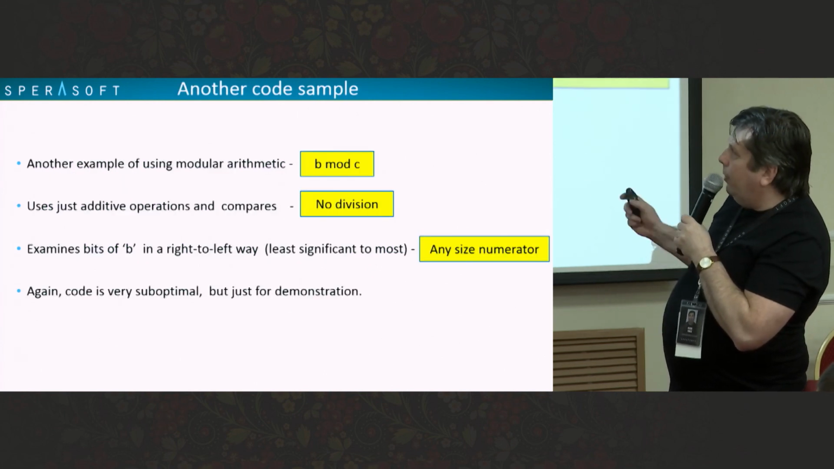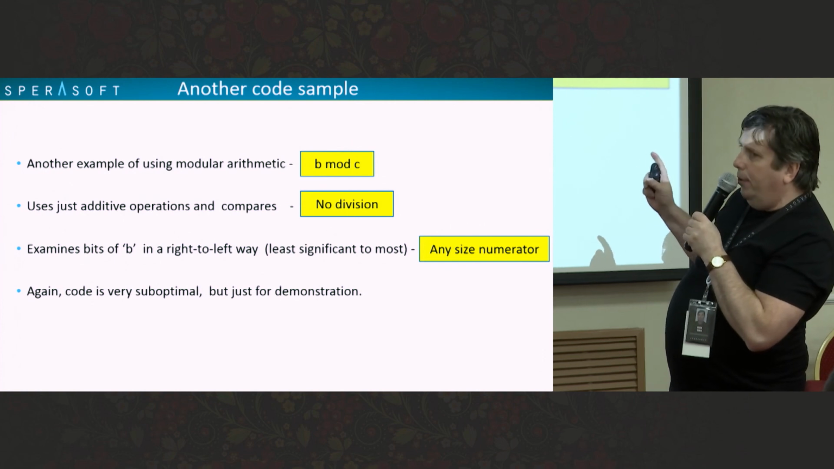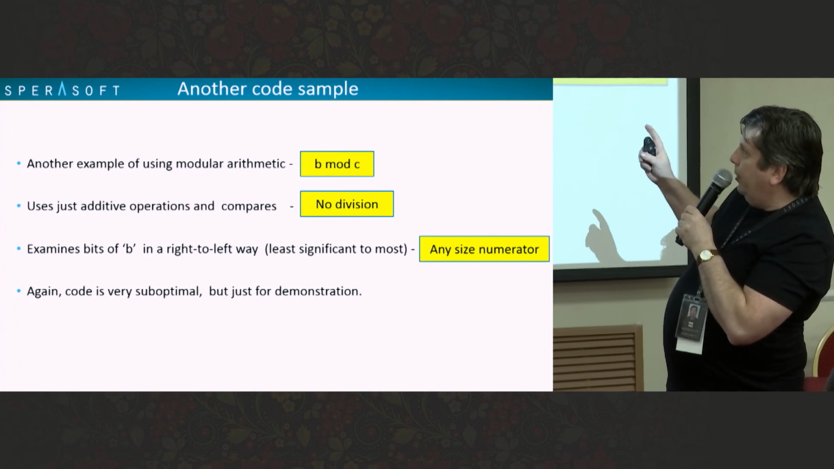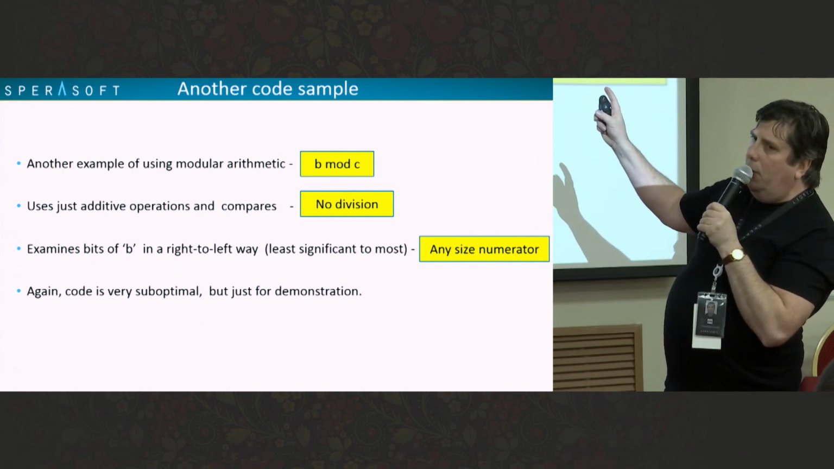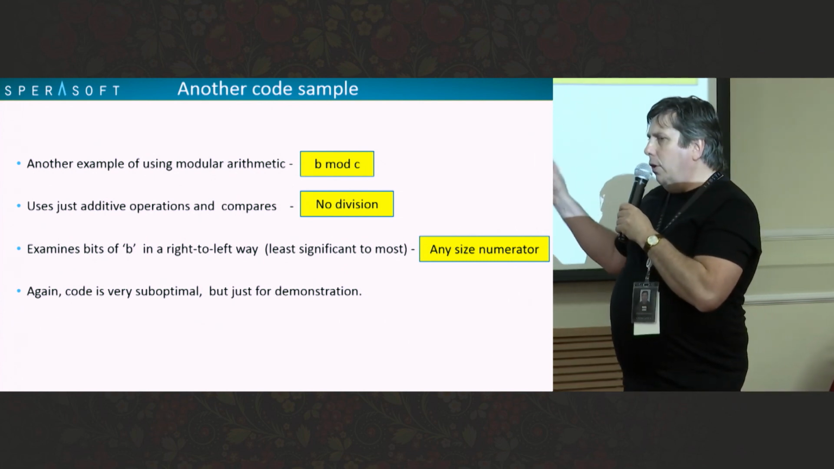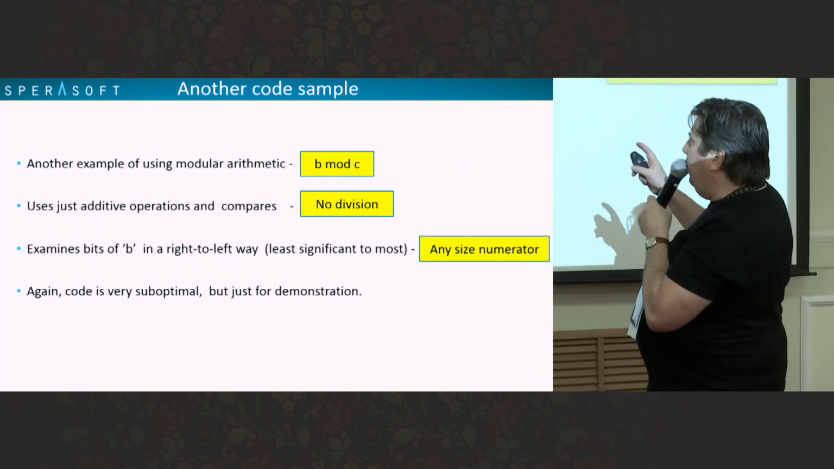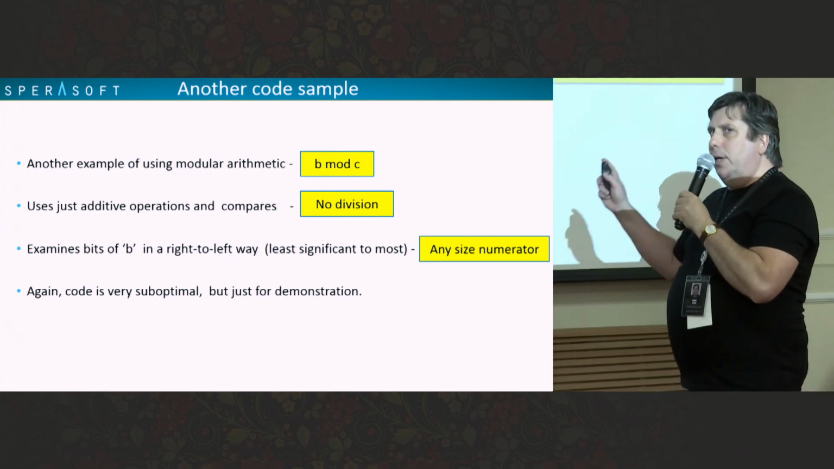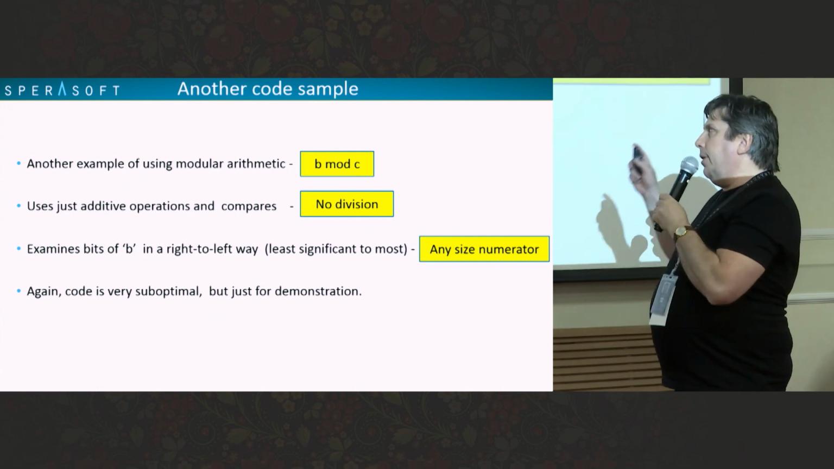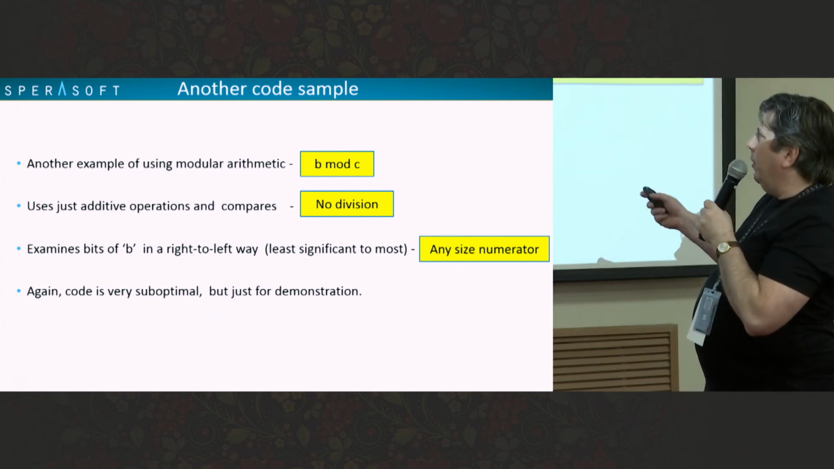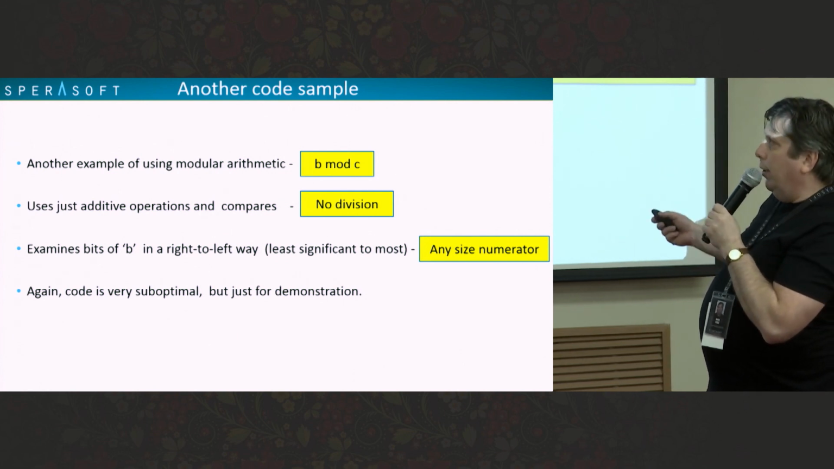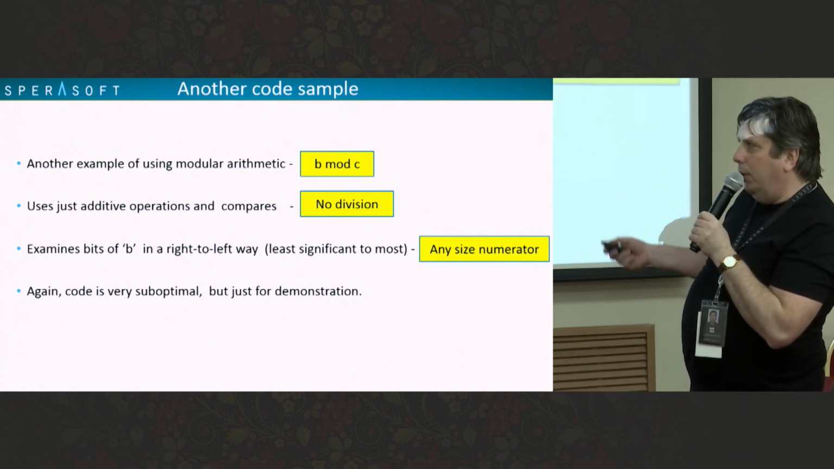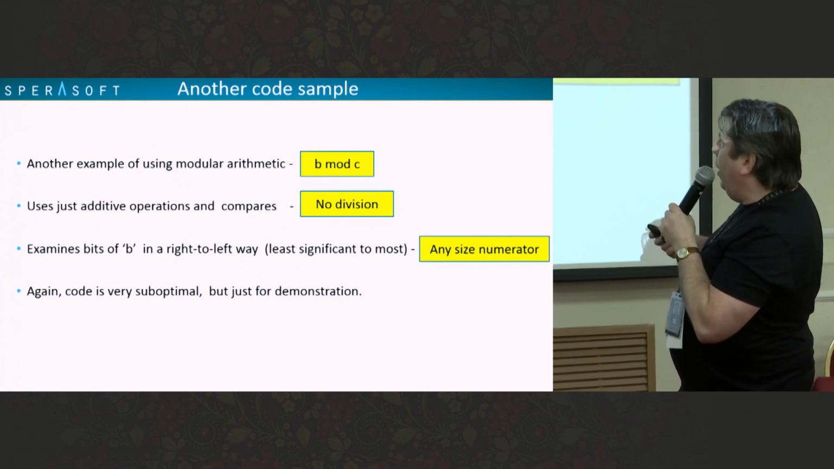And I'm just going to end by giving another, simpler example. We can compute b mod c without doing a division, using a right to left algorithm. When I say right to left, I mean least significant bit to most significant bit, because obviously, once we start juggling around with bits, if we're not very, very careful, we're going to end up with CPU-specific code and all the rest of it.